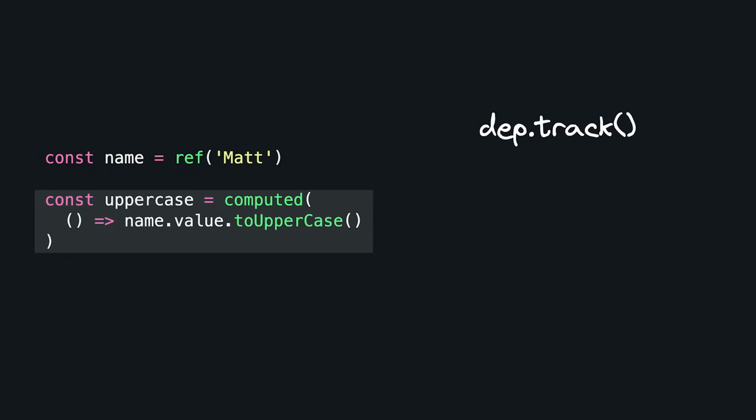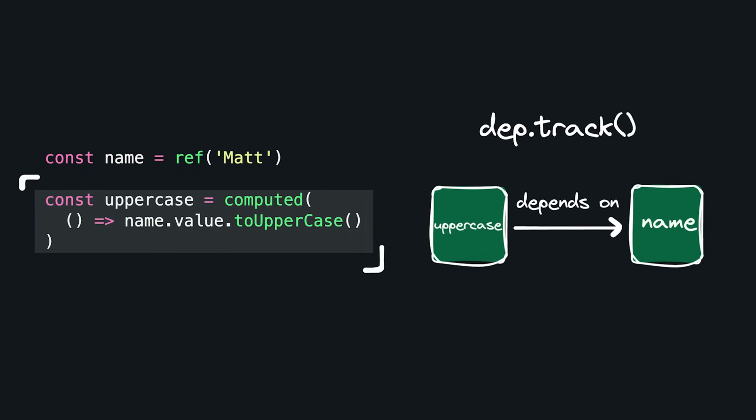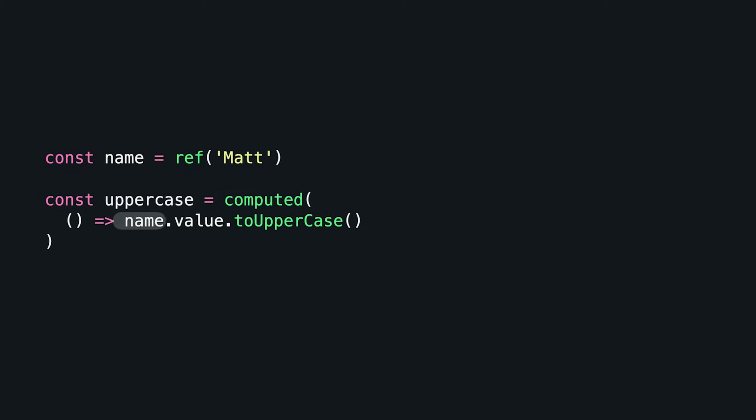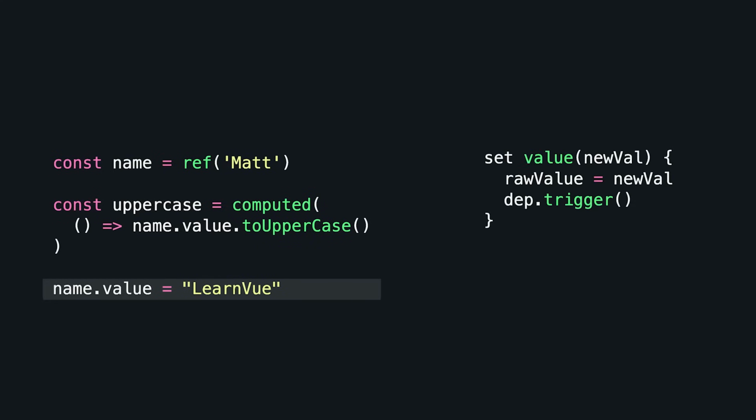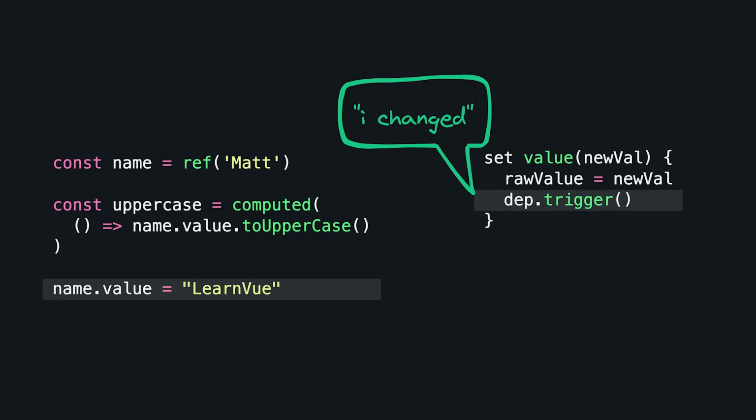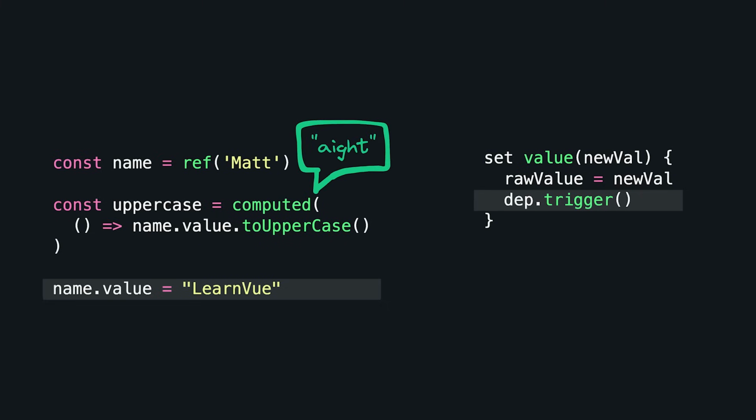And inside track, if we're accessing .value from inside an effect, which we are with our computed, Vue will go, all right, the current effect, which is our uppercase computed, depends on this ref. And then it stores that relationship. So when we call name.value from inside our computed, Vue marks uppercase as a subscriber of name. If we change name.value, our ref will set its value and then call dep.trigger. And this trigger is how name can tell all of its subscribers that its value changed.